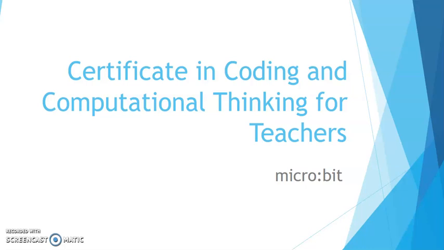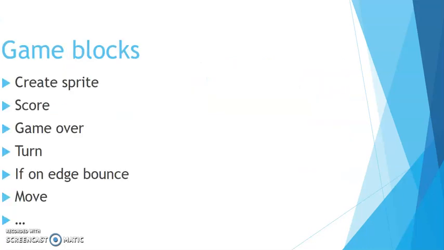So today we're going to look at games blocks in the micro:bit. And when we're talking about the games blocks, we're talking about a number of blocks such as create sprite, score, game over, turn, if on edge bounce, and move. And there's lots of other ones in there. But before we do that, let's talk about games.